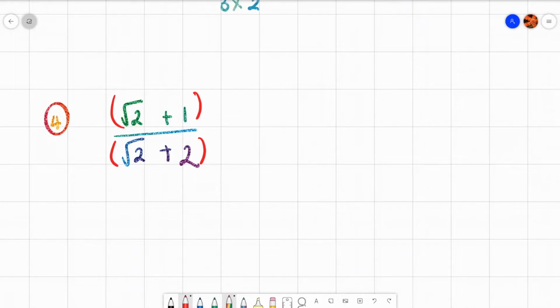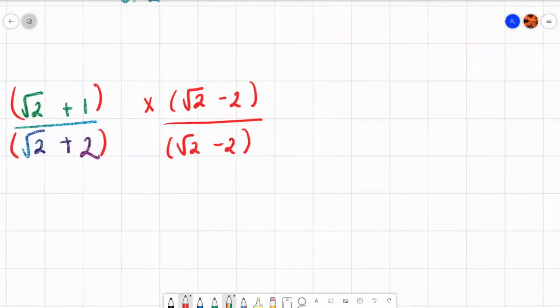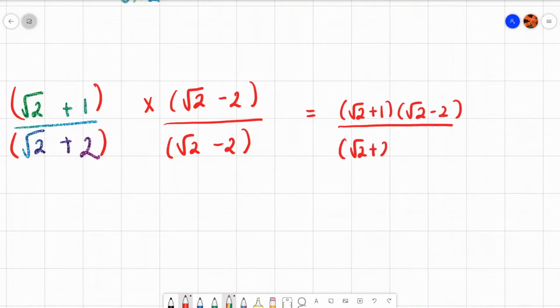So what you do when you have a situation like this is you times top and bottom by exactly the same thing, but you change the sign. So instead of plus 2, I'm going to do minus 2 and do exactly the same at the bottom. Okay, and you'll see why in a minute. So the top here becomes a double bracket. We've got square root 2 plus 1, and if I'm timesing it by that, that's what it becomes. Remember, timesing, it's 2 brackets together. And the bottom is square root 2 plus 2 and square root 2 minus 2.